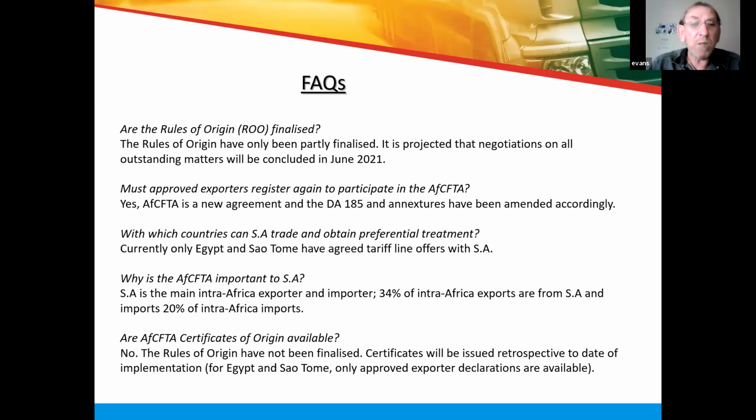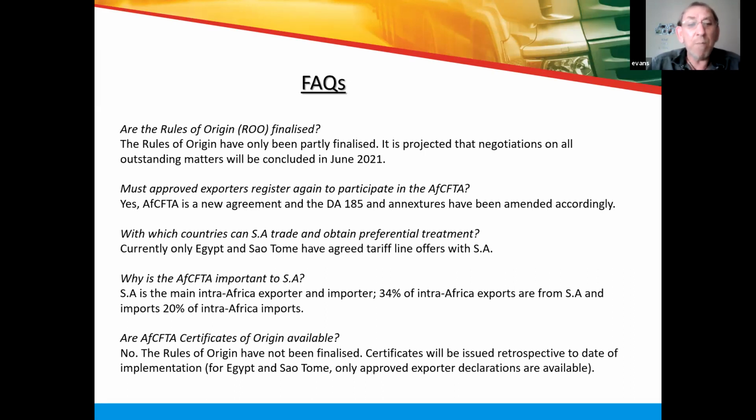Already mentioned, with which countries can South Africa trade and obtain preferential treatment? Currently, only Egypt and Sao Tome have agreed tariff line offers with South Africa. And you might even find that some of the tariff headings with those two countries, there are no amendments to the tariff lines. So in other words, the duties actually may remain the same as they currently are under the general rates.